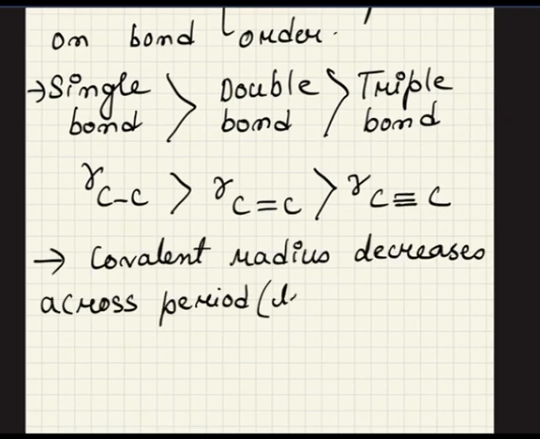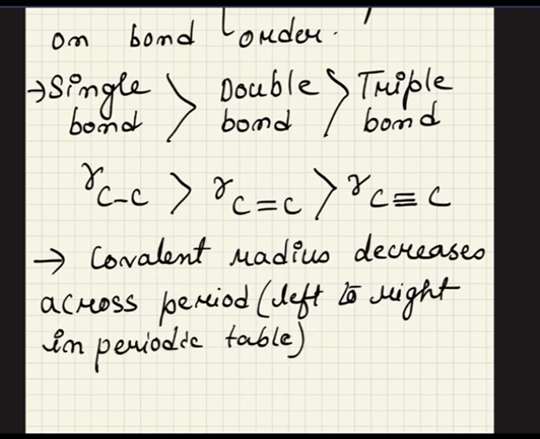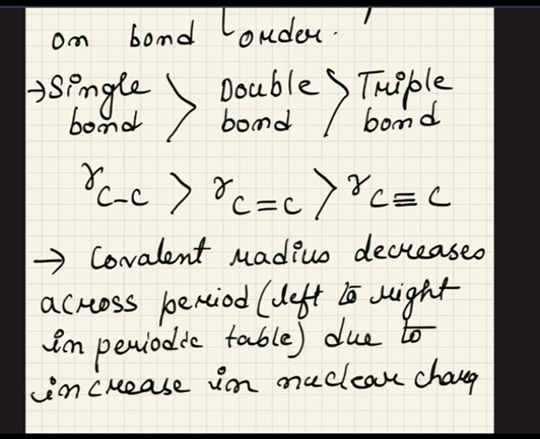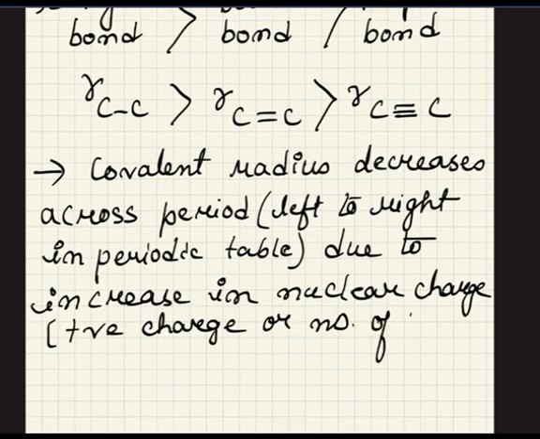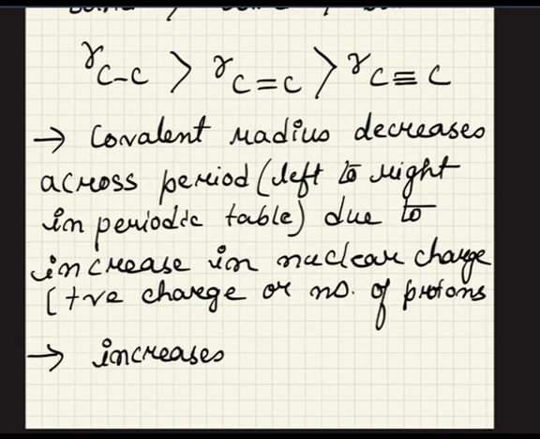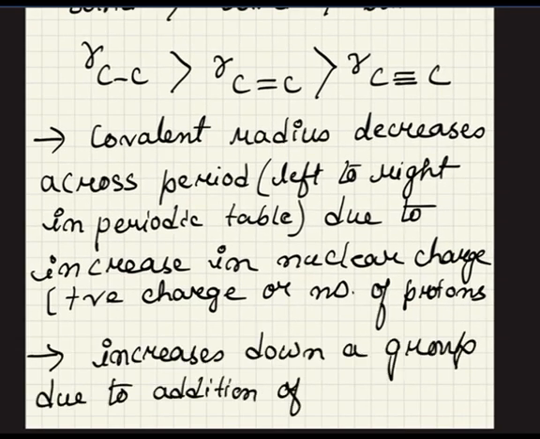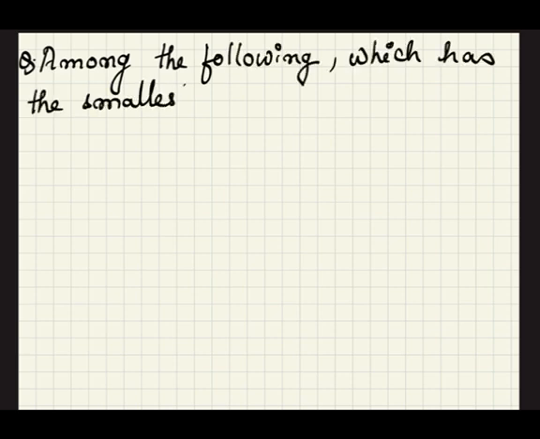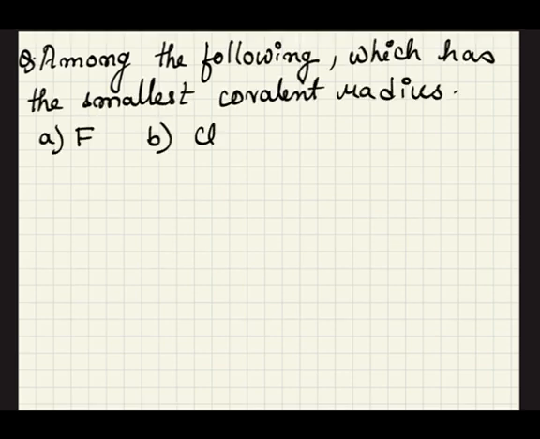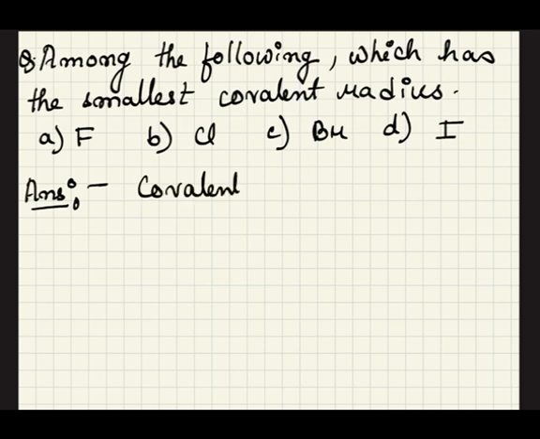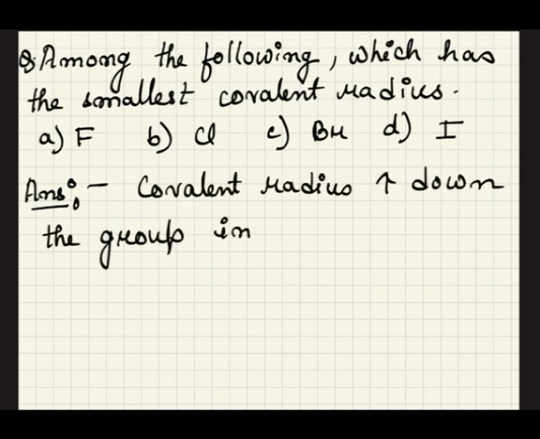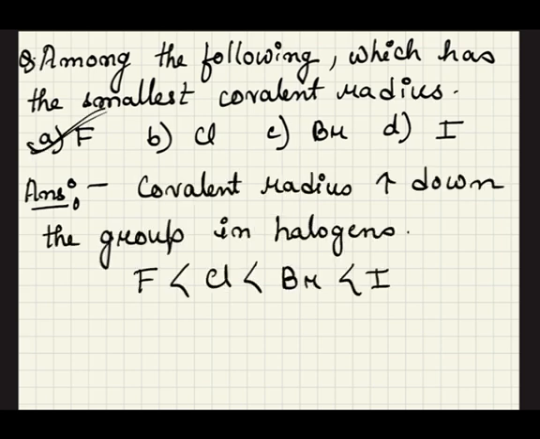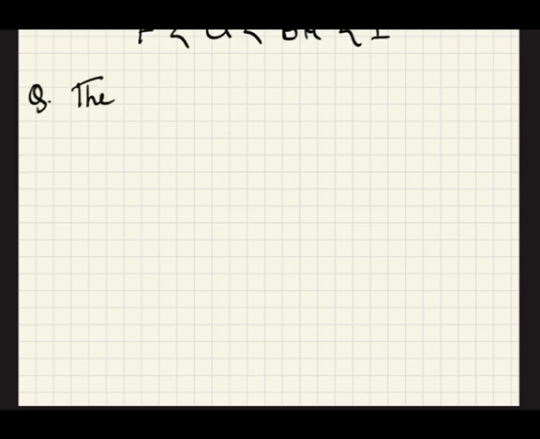Covalent radius decreases across a period from left to right in the periodic table due to increase in nuclear charge, positive charge, or the number of protons. It increases down a group due to additional shells. Among the following, which has the smallest covalent radius: fluorine, chlorine, bromine, iodine? Covalent radius increases down the group in halogens: fluorine less than chlorine less than bromine less than iodine.